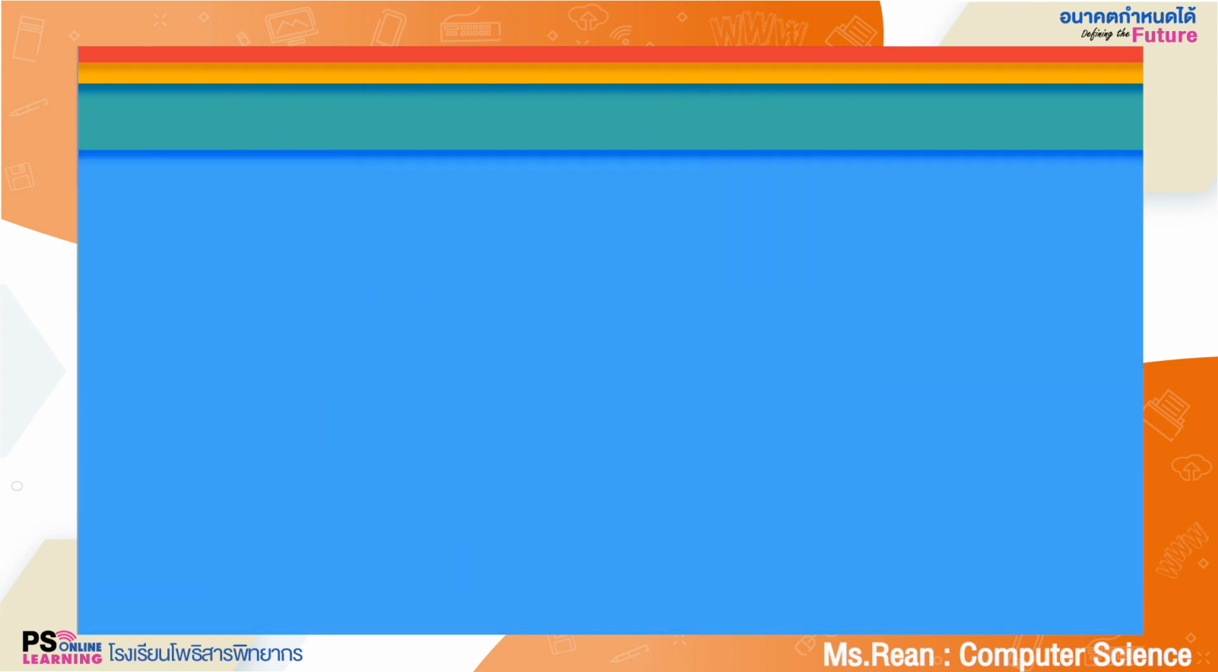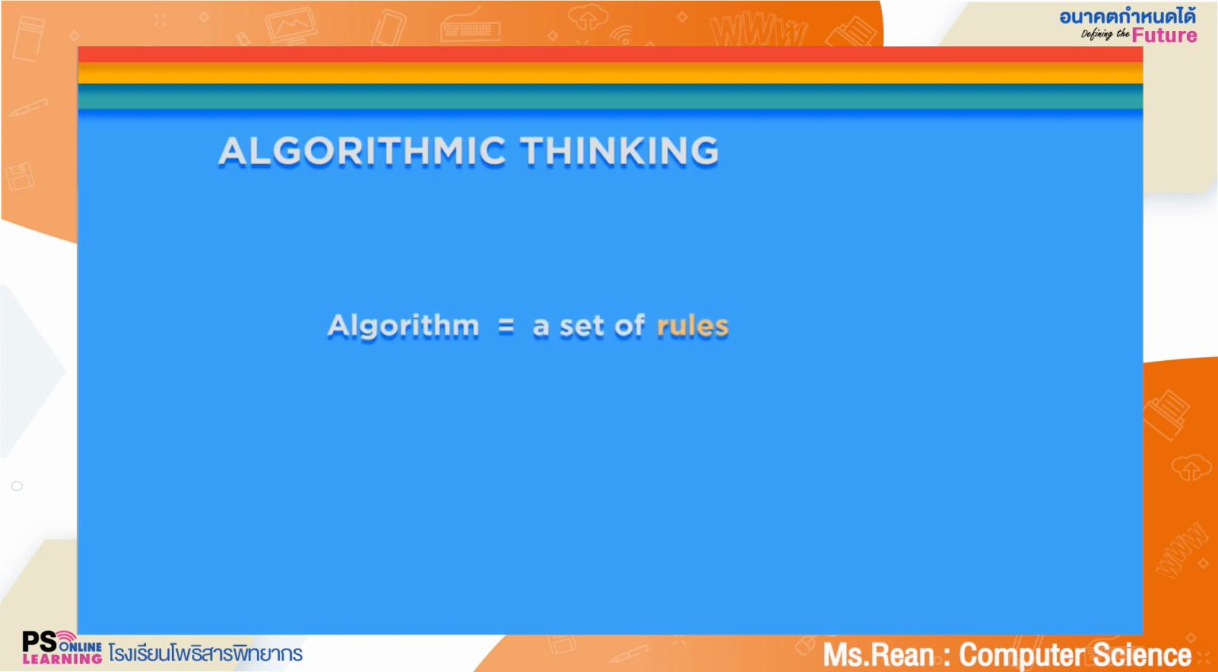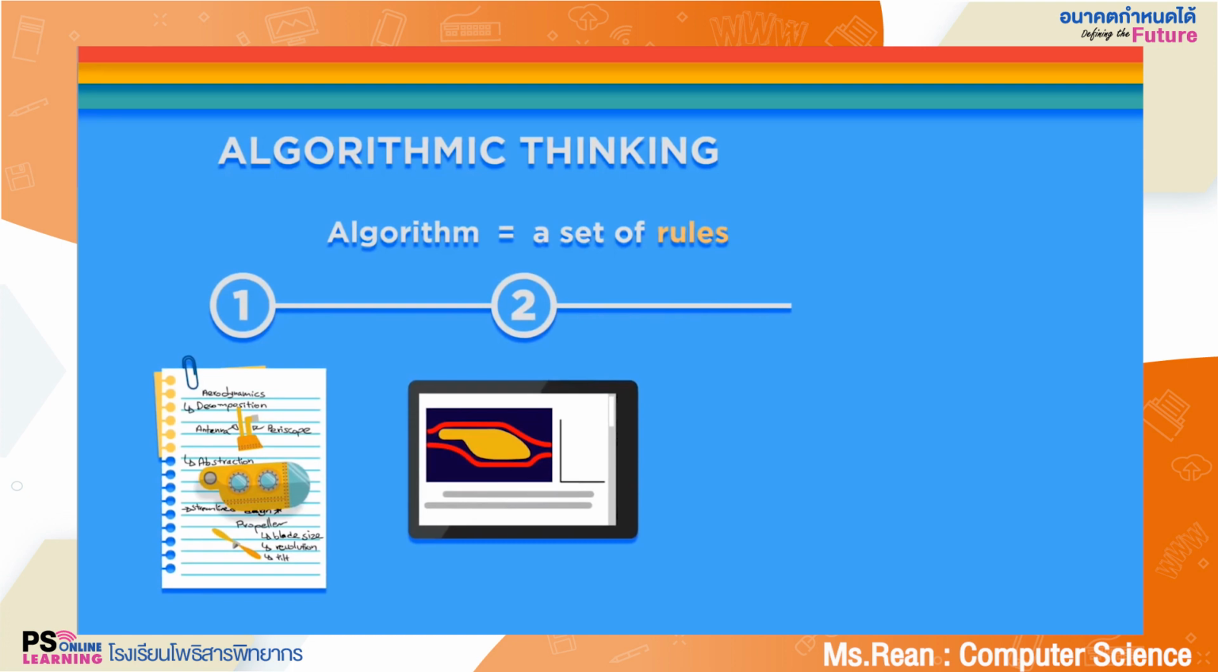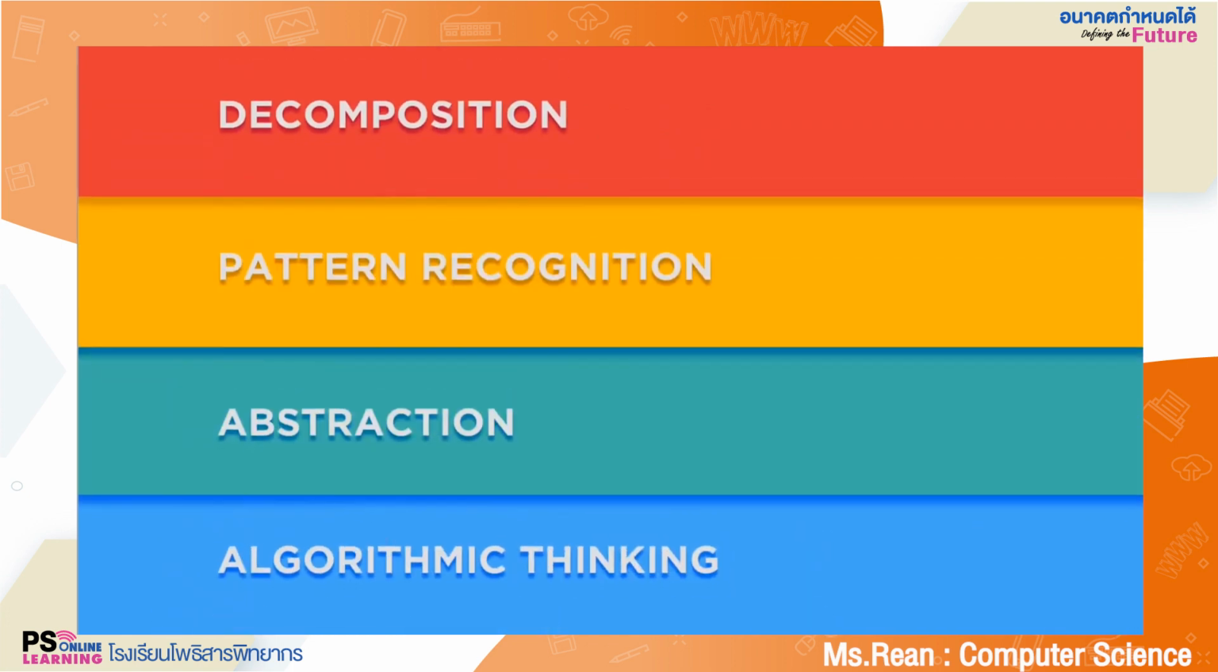Finally, algorithmic thinking. Algorithm is really just a big word for a set of rules. So algorithmic thinking is basically when you generate a series of simple steps that anyone can follow to solve a problem. Now, let's bring everyone together with a simple example.